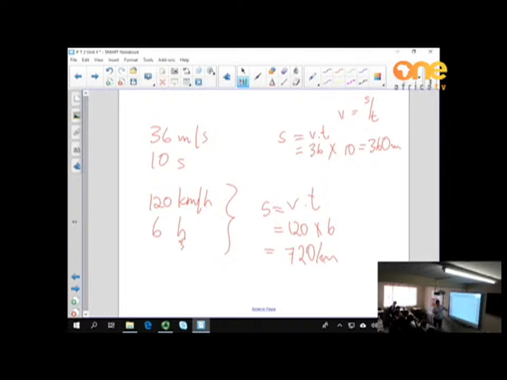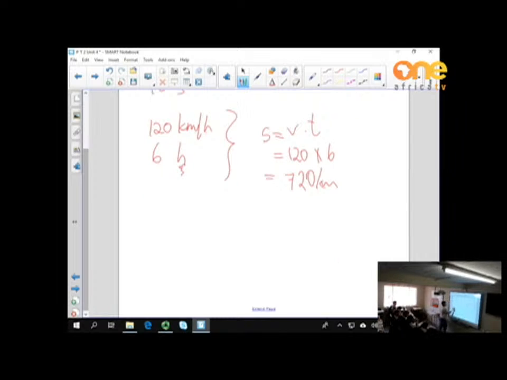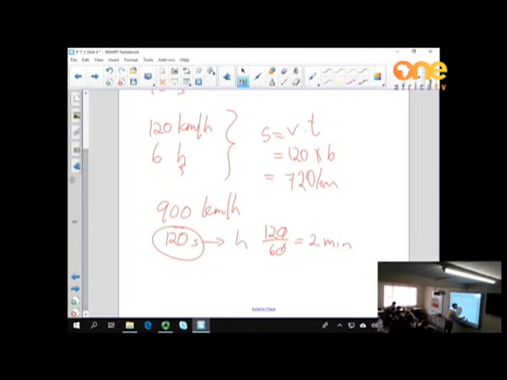C. A jet aircraft traveling at 900 kilometers per hour for 120 seconds. Now we have an example, one traveling at 900 kilometers per hour for 120 seconds. So you have to convert that to hours. So 120 divided by 60 will give me 2. That would be minutes. To get hours, we would take 2 minutes divided by 60 will give me how much? What is the value?